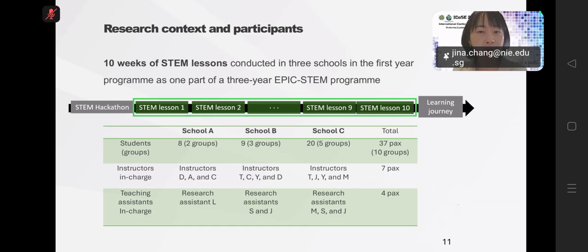The participants included 37 students and 7 instructors co-teaching together, and teaching assistants as well. All 7 instructors were STEM experts who delivered STEM-related lectures or conducted STEM research. So 7 instructors taught 37 students, consisting of 10 groups.